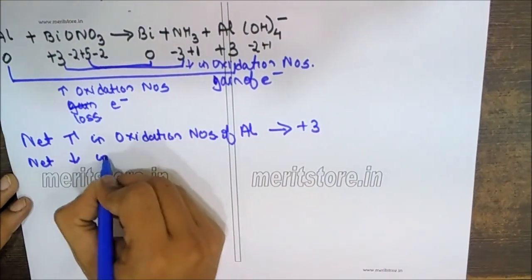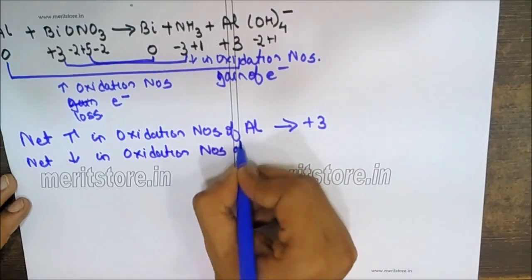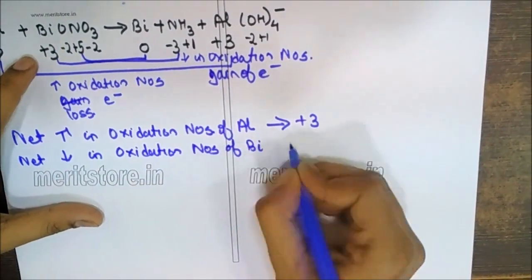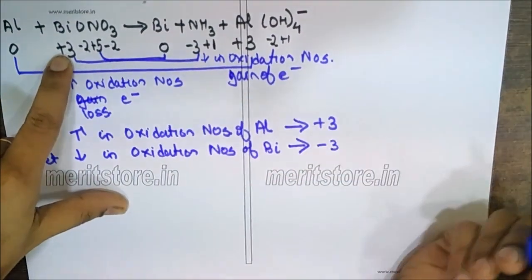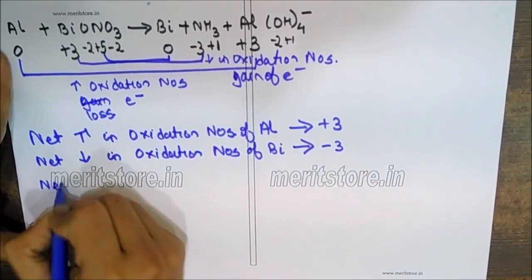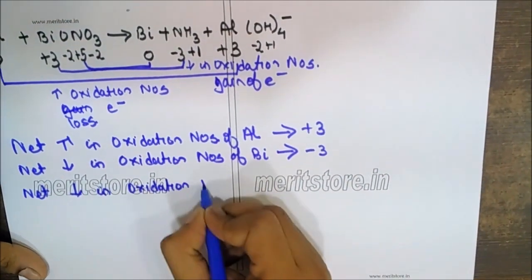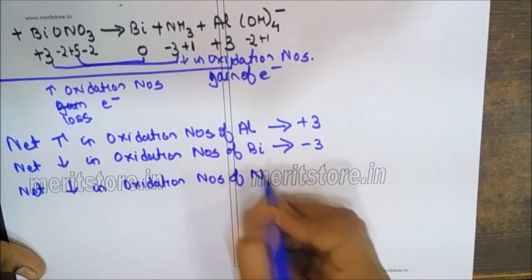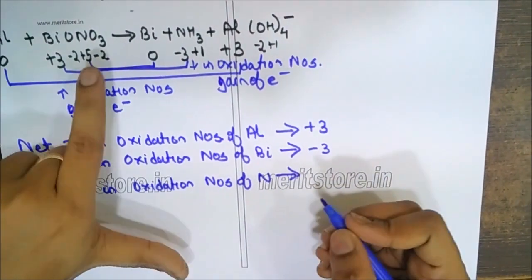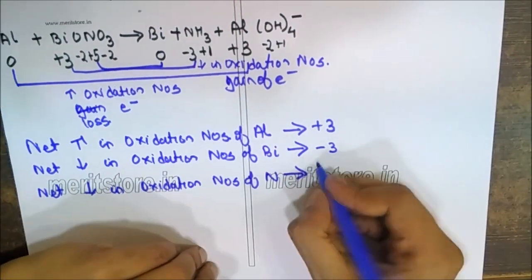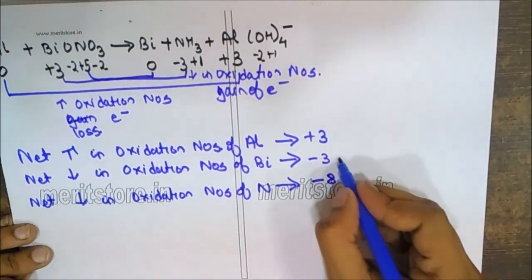Now the net decrease in oxidation number of Bi. From 3 it is coming to 0, that means decreasing by 3. Same way, the net decrease in oxidation number of N. From 5 it is becoming minus 3. So by how much is it decreasing? 5 to 0 is 5 and from 0 to minus 3 is again 3. So 5 and 3 is 8. So this is decreasing by 8.